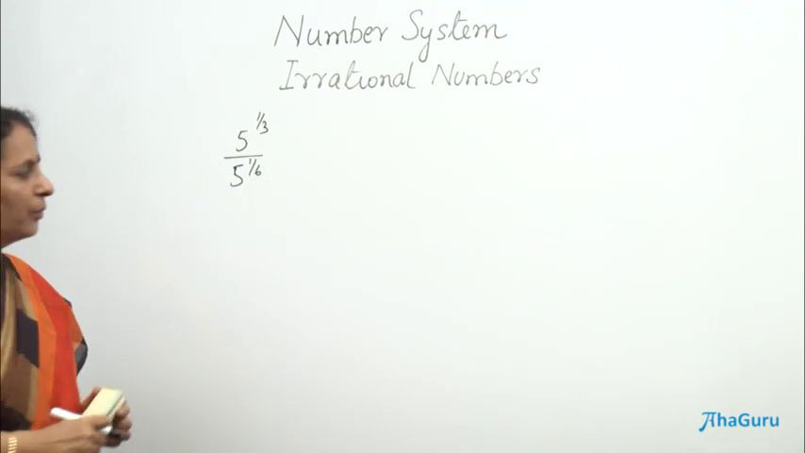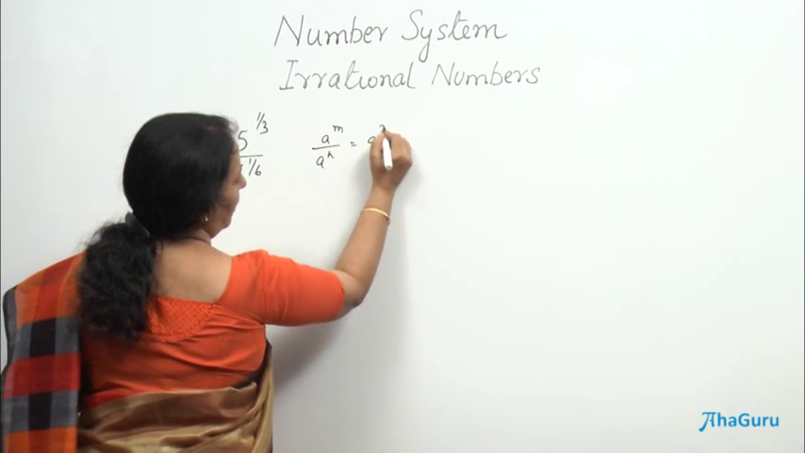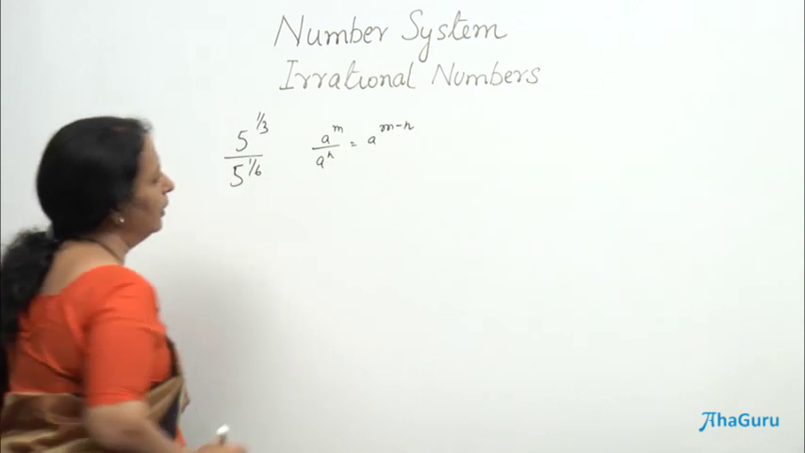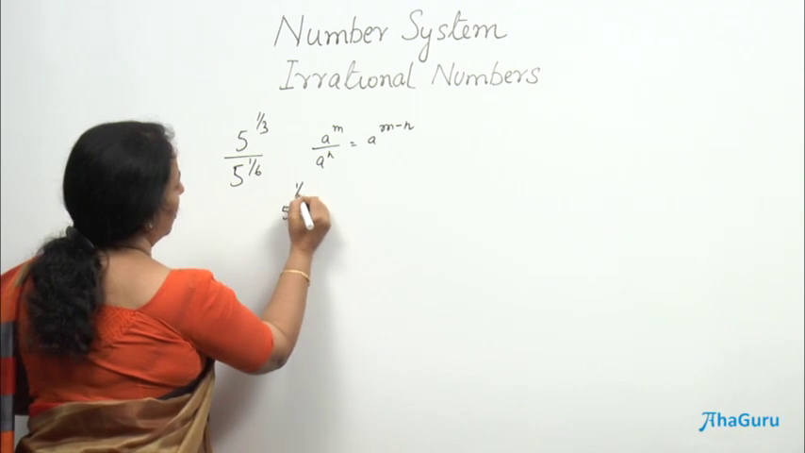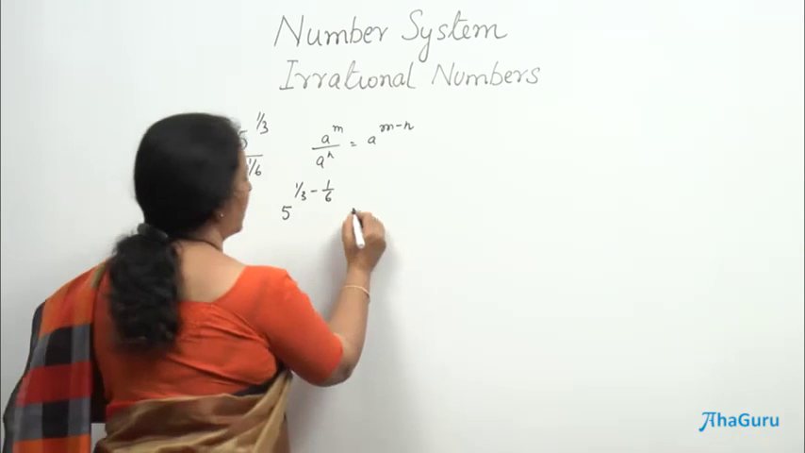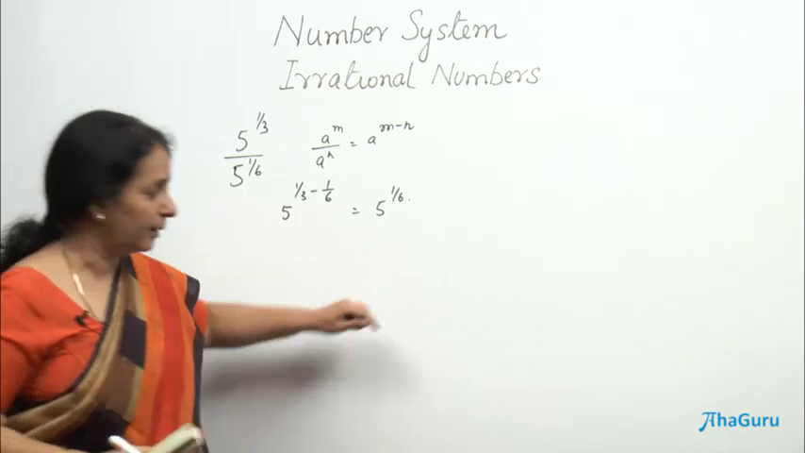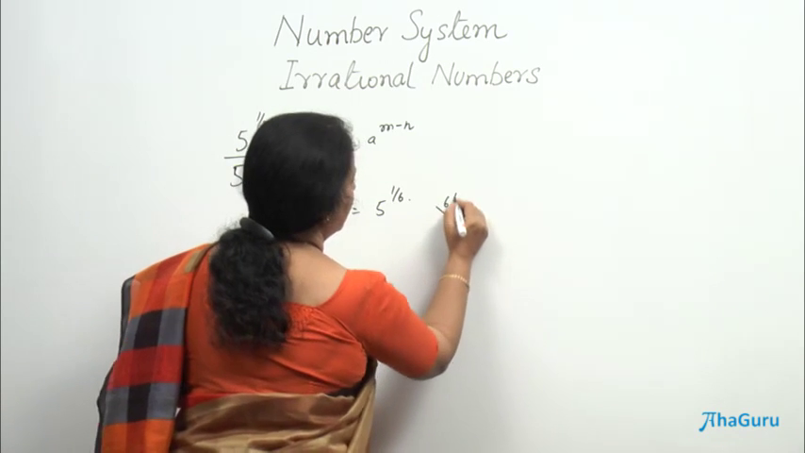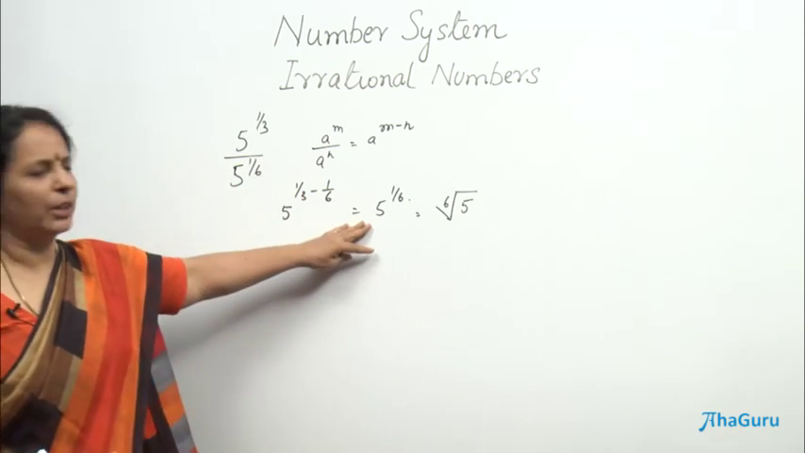So, we know the formula for that. A to the power m divided by a to the power n is a to the power m minus n. So, a being 5 here, I can write it as 5 to the power 1 by 3 minus 1 by 6. Please subtract, you will get 1 by 6. So, 5 to the power 1 by 6. Either it can be written like this or you can write it as 6th root of 5. Both are fine. Generally, it is better to write it like this.